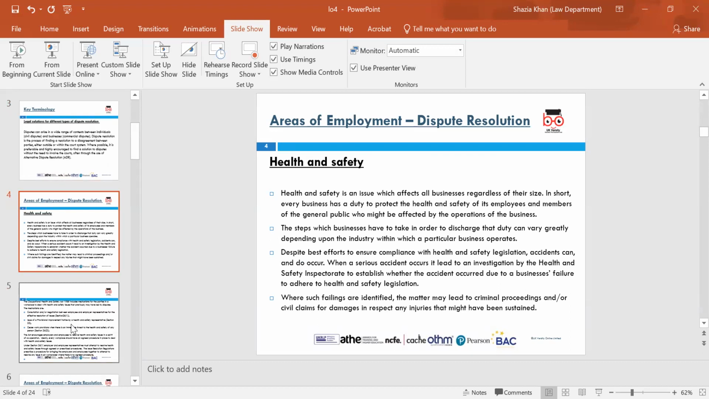We talk about health and safety. Why is it a big area in employment tribunals or employment litigations? Basically, it affects the life of the person, the employee. And whose duty is it to protect the employee? The employers. Employer's duty. So health and safety is an issue.